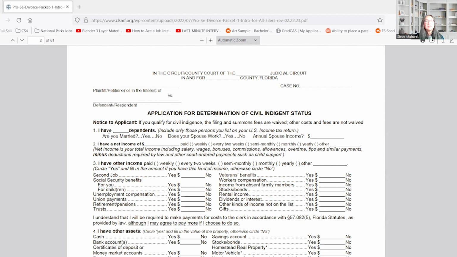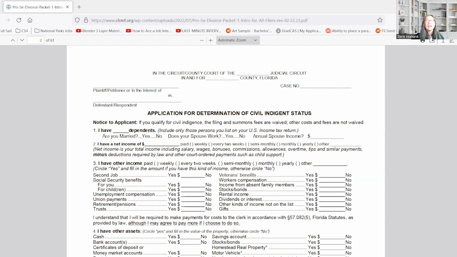So number 1 says how many dependents you have. These are the dependents that you're financially liable for, usually children under 18 that you're financially and legally required to support, or otherwise if they're disabled. So you will list them. If you have 2 kids, you'll have 2, and if you count yourself, there'll be 3.